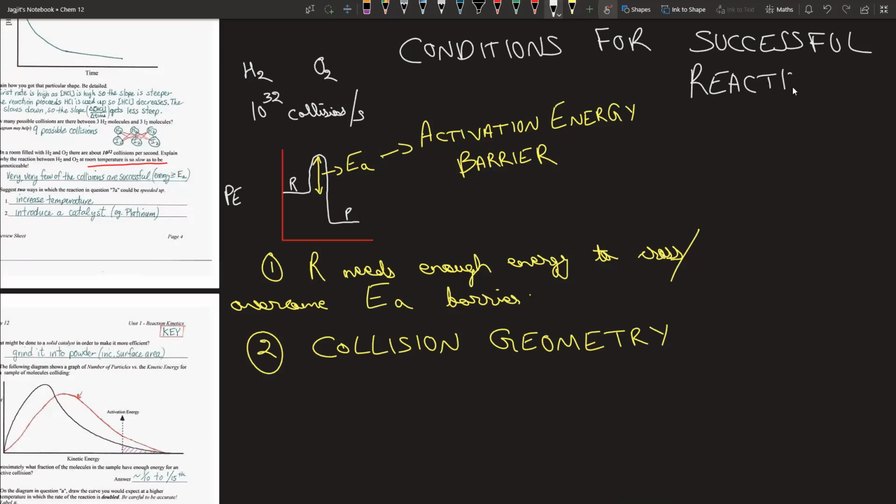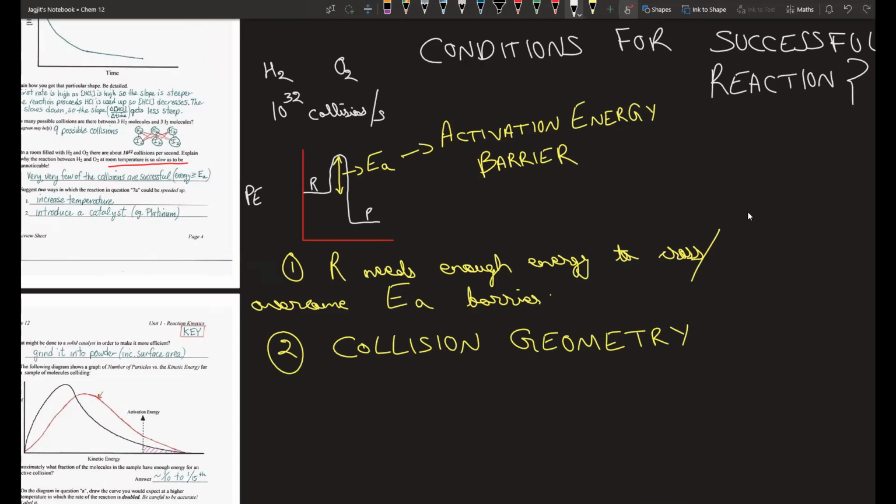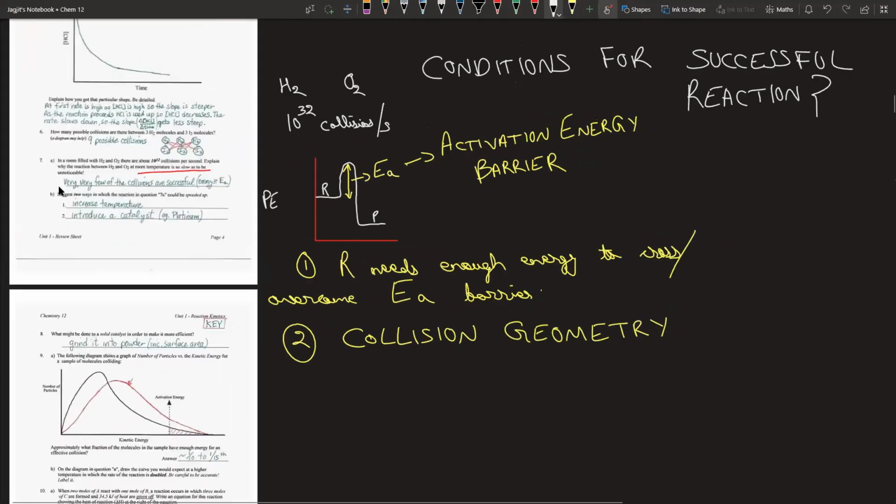You're going to say condition number one is that your reactants need enough energy to overcome the activation energy barrier, the EA barrier. The second condition is collision geometry. When these reactant molecules link up with each other, they need to have proper orientation. Do you understand that? Okay, good. Let's go back to this.